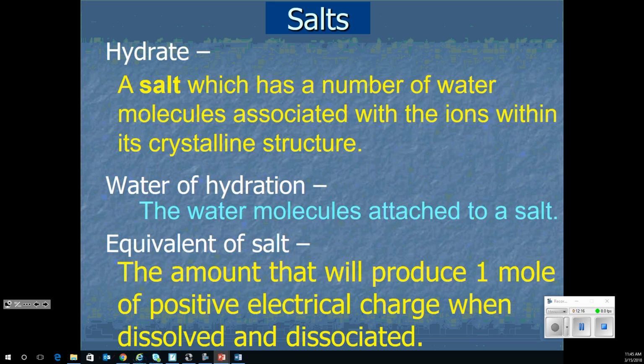An equivalent of salt is the amount that will produce 1 mole of positive electrical charge when it's dissolved and dissociated. So if an ion becomes a positive 2, that gives twice as much equivalent. So that would be an equivalent of 2. So to get 1 mole of equivalent would just be to get a +1 ion. Okay? And these are just some definitions. If you don't get these all down, you can look at it again on Canvas, or you can look in your book and pick up the definitions. Pretty simple and straightforward.